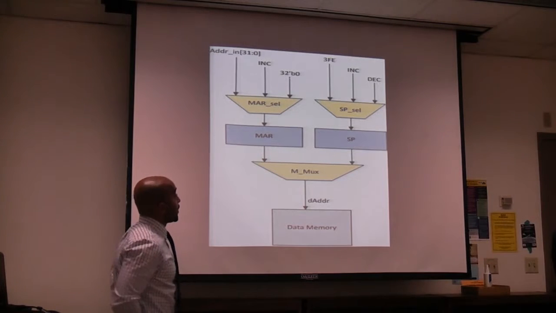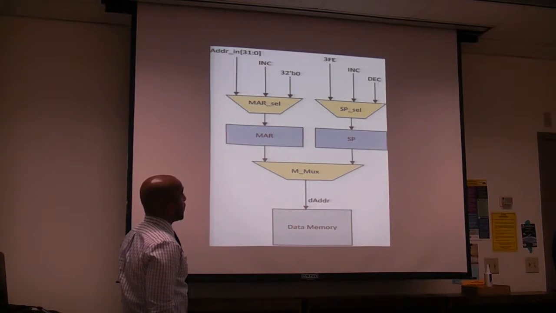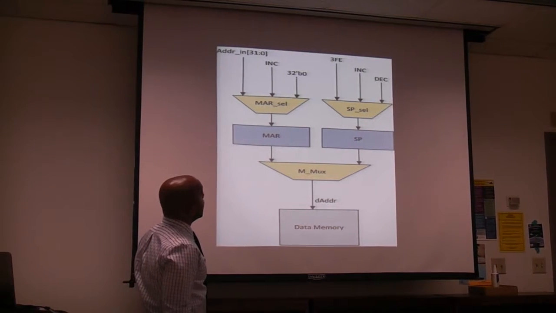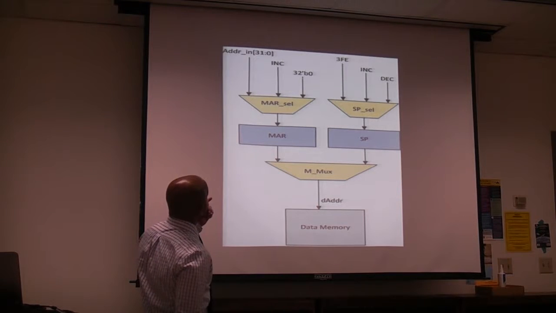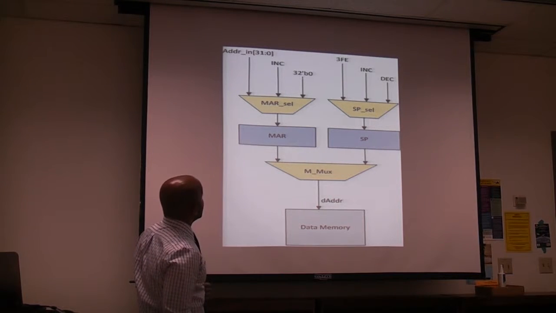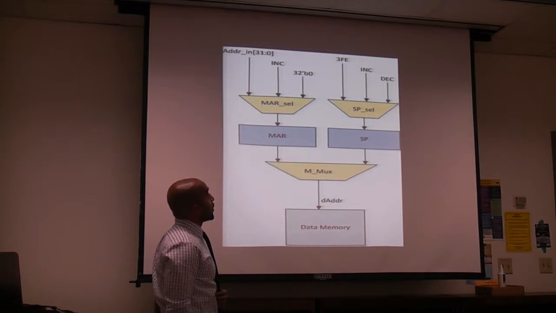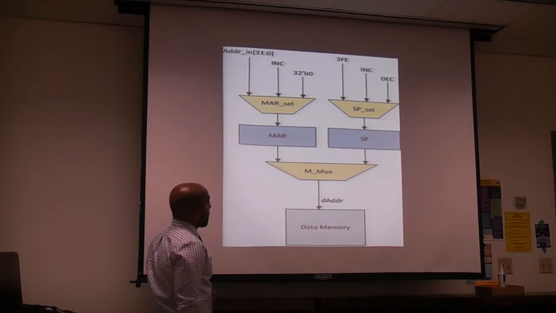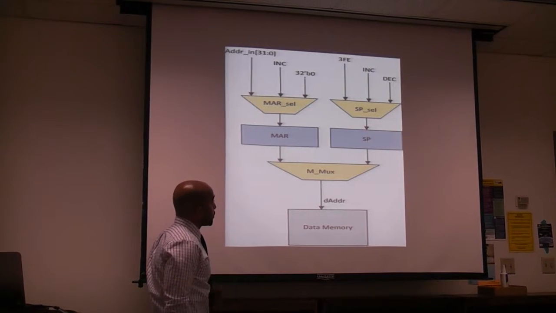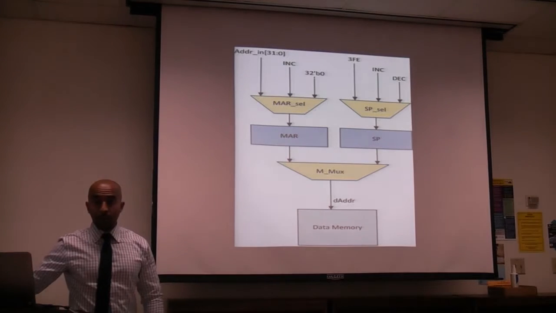And this is our VIU. We added a couple of muxes in front of our MAR and SP registers in order to implement all of our instructions. As you can see, for the MAR, we have an increment and also the ability to set it to 32-bit 0. And for our stack pointer, we initialize it at 3FE, and we also have the options of incrementing and decrementing it. And our SMUX decides which address to load into the data memory. Did you have to have 3FF come into the MAR select?